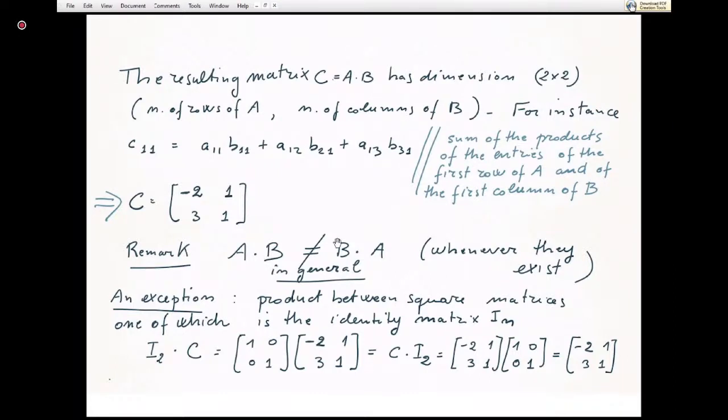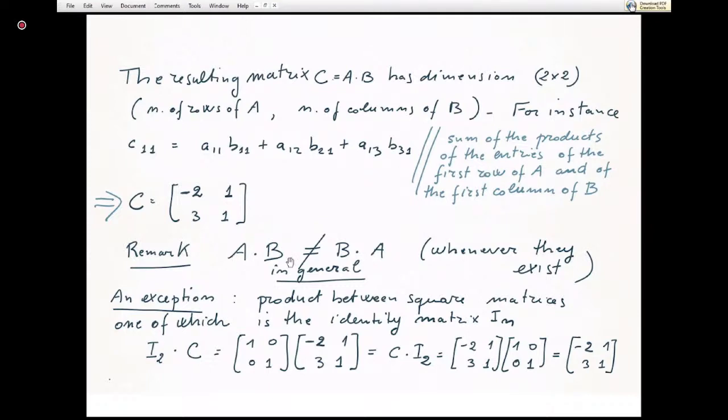Because there are many reasons why this doesn't work. First of all, I can compute A times B sometimes, but I cannot even compute B times A because of the shape of the two matrices. Remember that in order to compute A times B, the number of columns of A must be equal to the number of rows of B. But this doesn't imply that the reverse holds. Okay? So maybe this is computable and this is not even computable, okay?